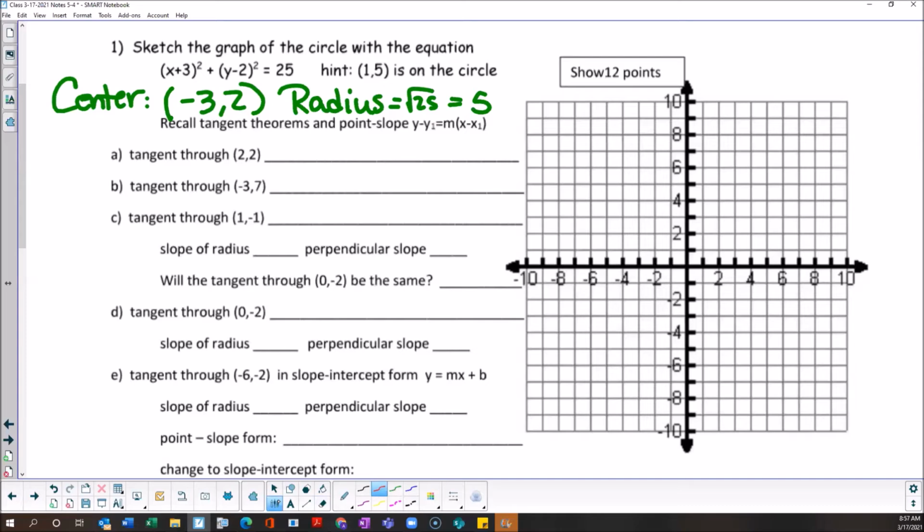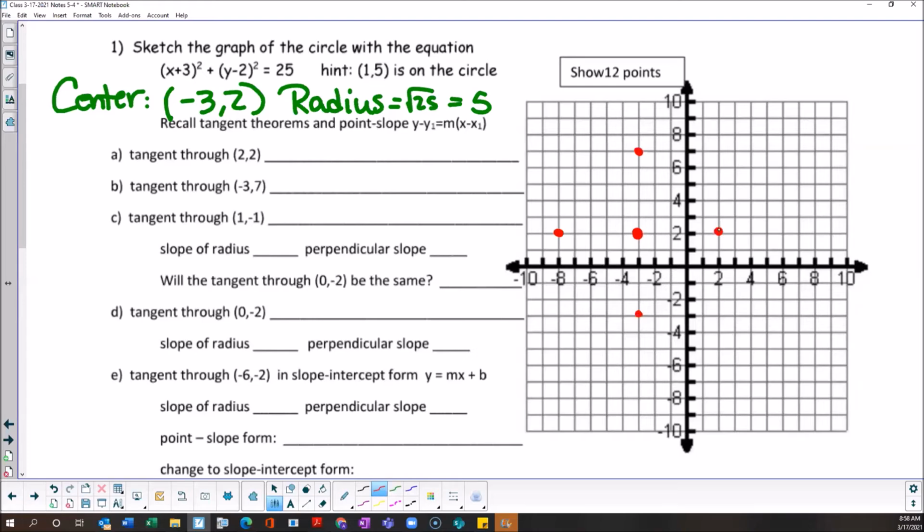Okay, -3, 2. That's the center of the circle. When I graph this, the first thing I want to do is count north, south, east, west around the center. So I'm going to go up, left, down, and right 5 squares: 1, 2, 3, 4, 5.